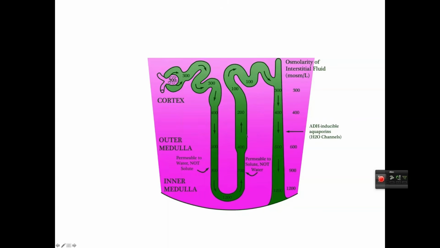So basically, the reason is that, remember, the gradient is the entire reason why you can absorb free water. No gradient, no free water reabsorption. Okay, do you guys follow?